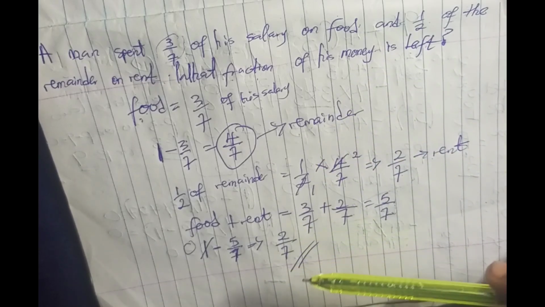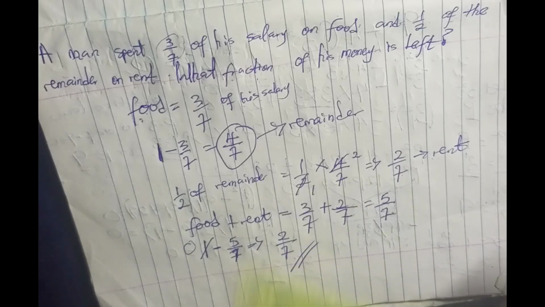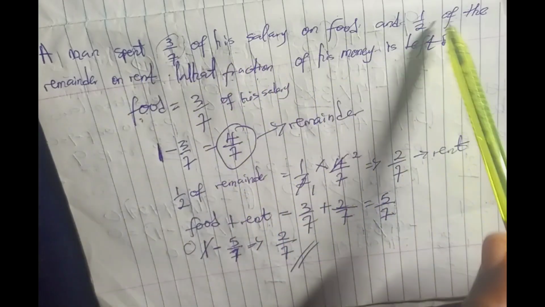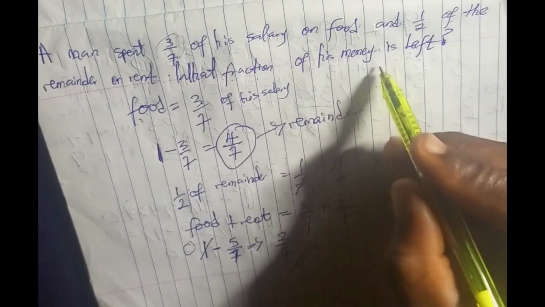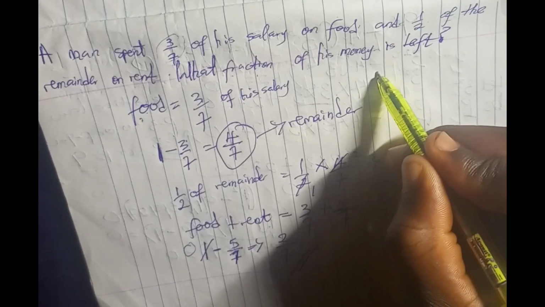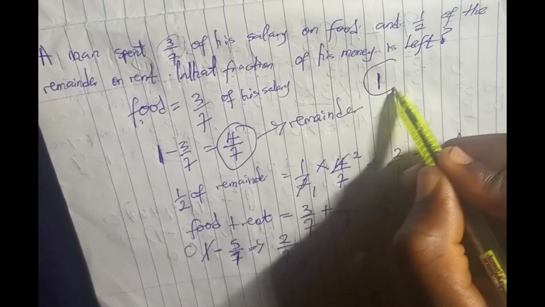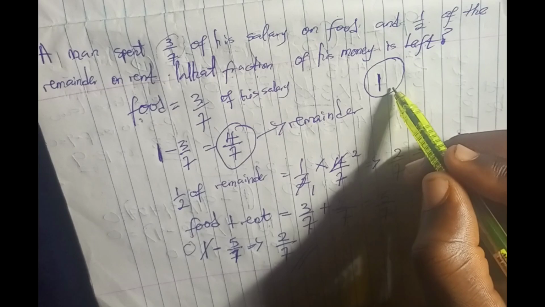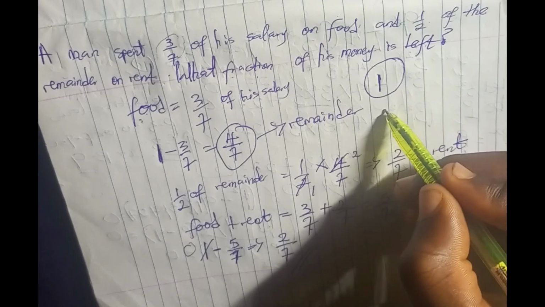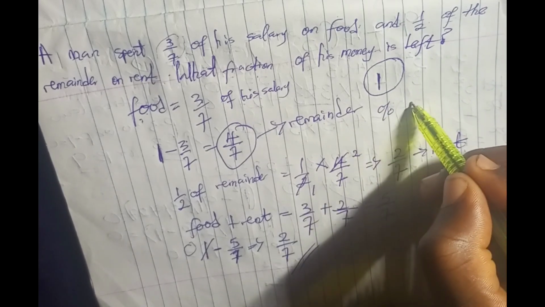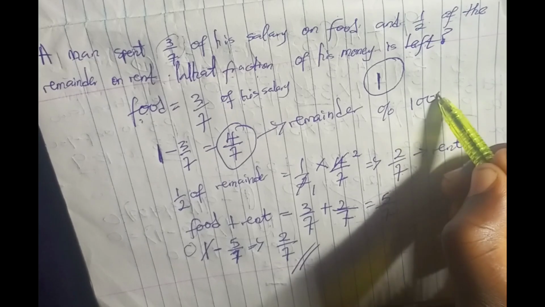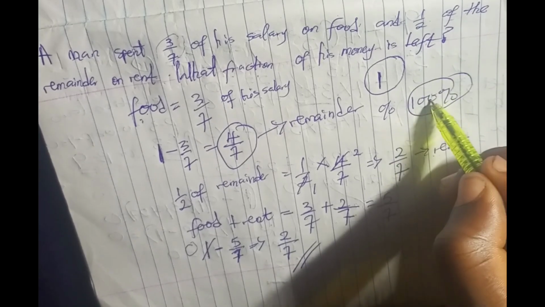Just know that in mathematics, when they are giving something in fractional terms, whatever they are giving in fractional terms, the whole will be considered as 1. Do you understand? But when they are giving it in percentage, the whole will be considered as 100%.